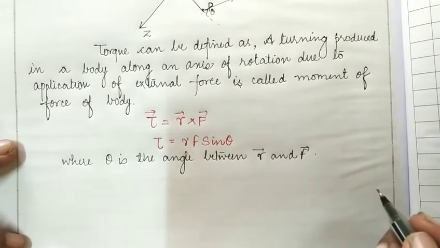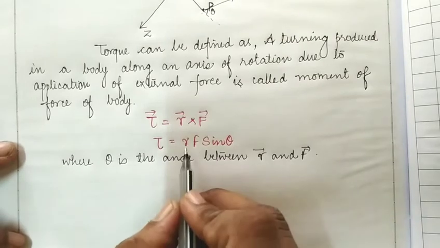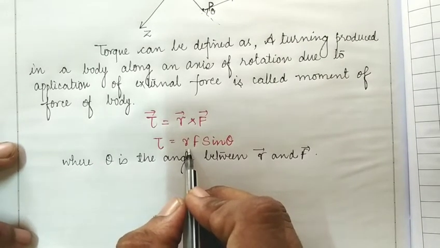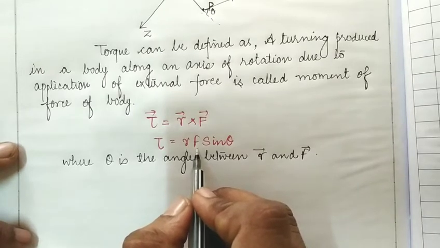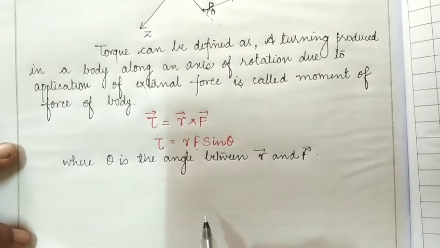Now if we know the perpendicular distance of a particle from a fixed axis, and we know the magnitude of the applied force, then we can easily calculate what amount of turning effect is produced in a body.